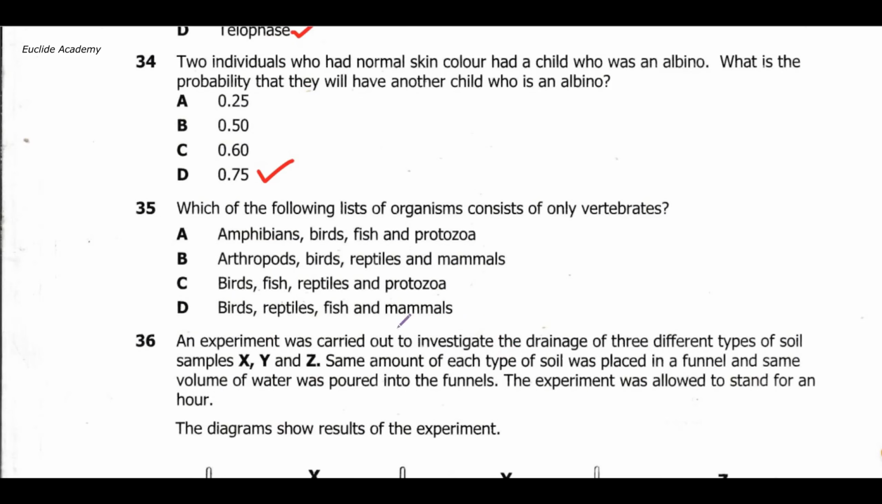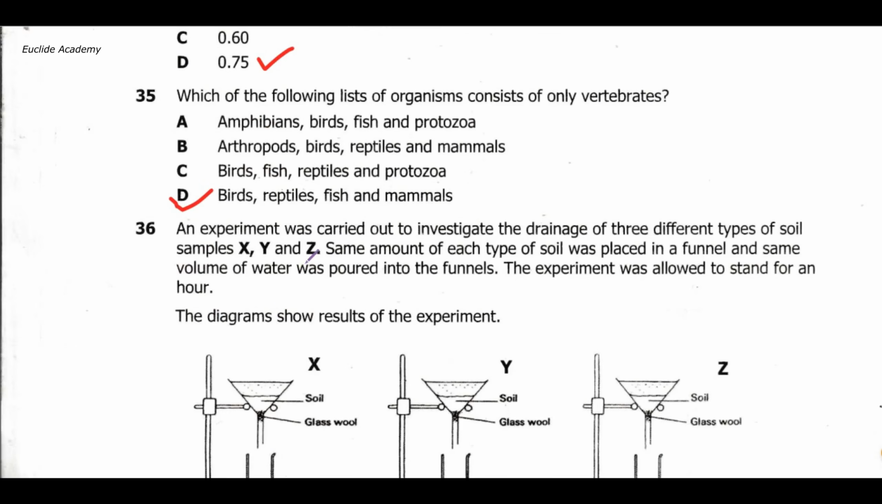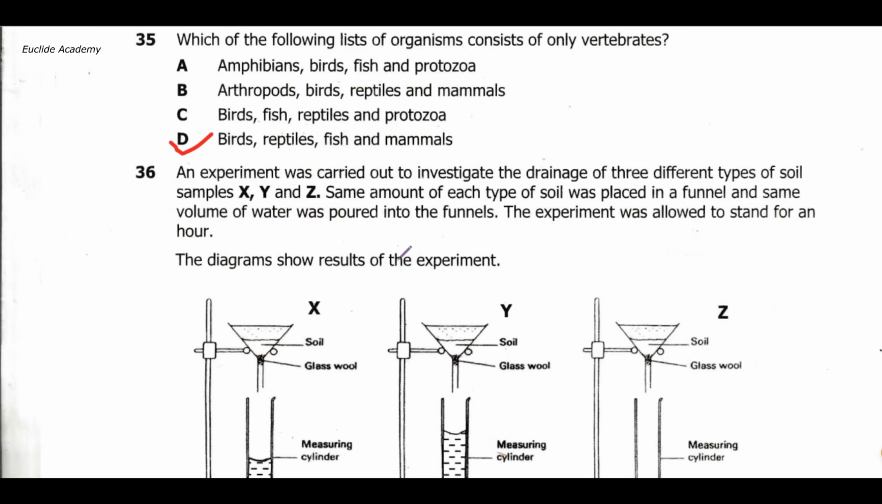Which of the following list of organisms consists of only vertebrates? Only vertebrates, so talking about those with bones, or those with the backbone. So we can talk about birds. They do have bones. Reptiles, yes they do. Fish, yes. And mammals. Okay, so I've got birds, fish, reptiles, and protozoa. So wherever there's protozoa we can cancel. Arthropods, birds, reptiles, and mammals. I don't think arthropods have bones, so we can go for D.